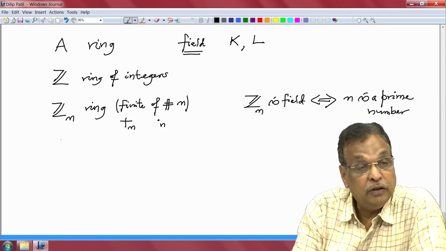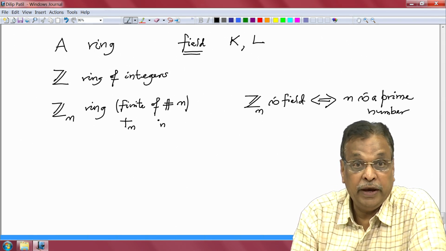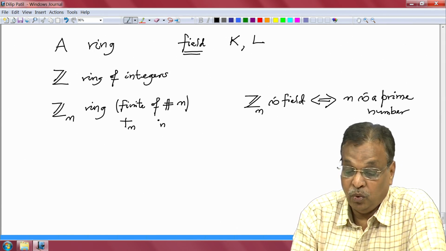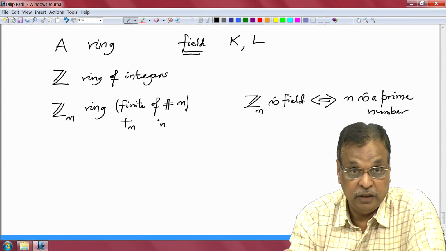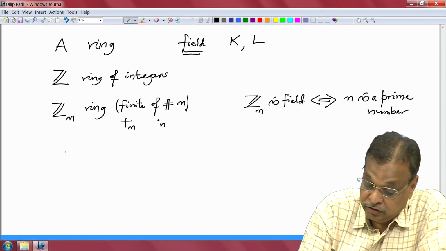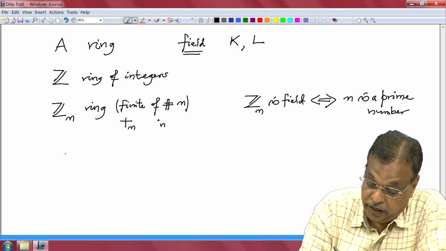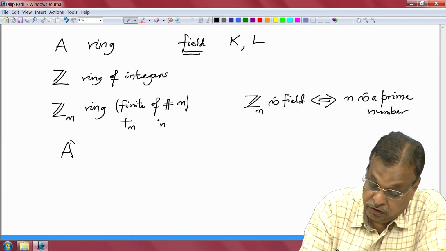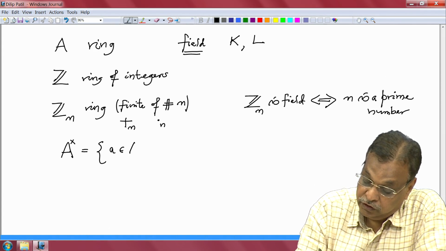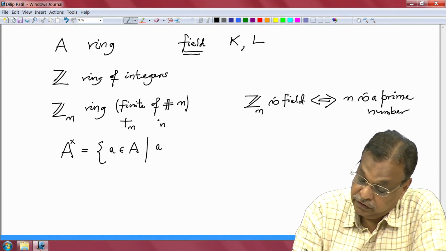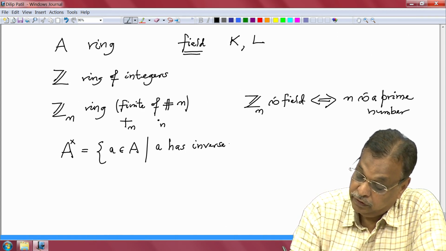So, we will have lots of examples of a field, but the real obstacle why algebra over an arbitrary ring becomes more difficult than linear algebra, that is algebra over a field, is that the units may be too few. So, for a general ring A, I will denote A cross. These are all the elements in A such that A has an inverse under multiplication.